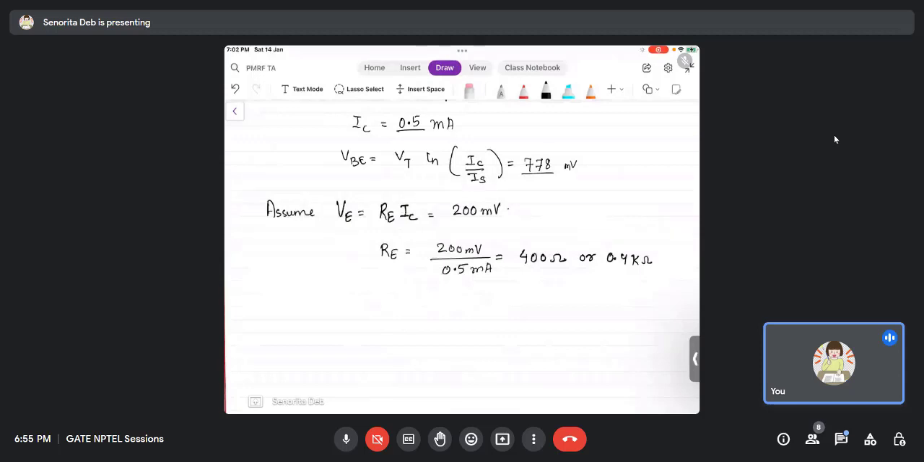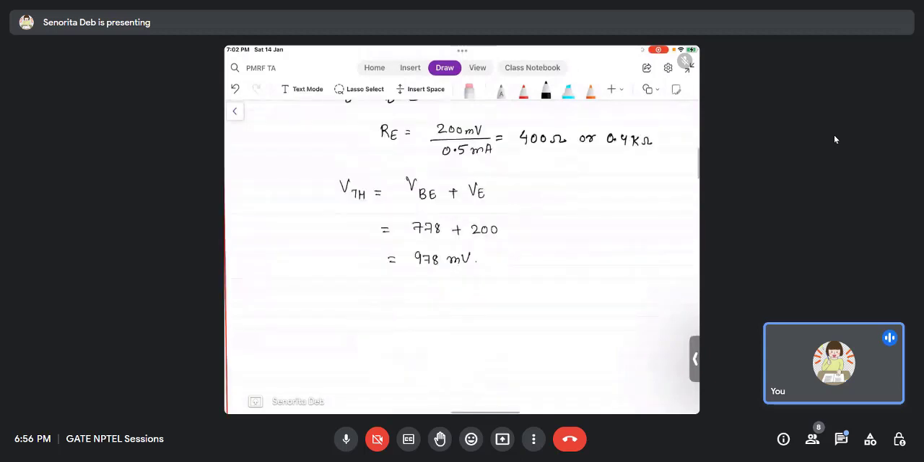Assume, because this is a design question. So design question, we assume that the dissipation is 200 millivolts. Now we want VTH to be VBE plus VE. And VBE we got as 778 plus VE is 200, that gives us 978 millivolts. So now VTH was nothing but what? VCC into R2 by R1 plus R2. That is coming as 978.